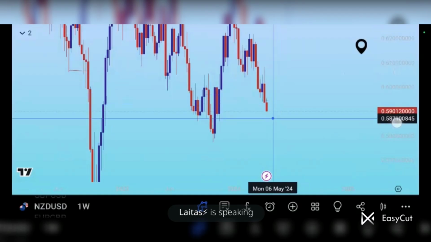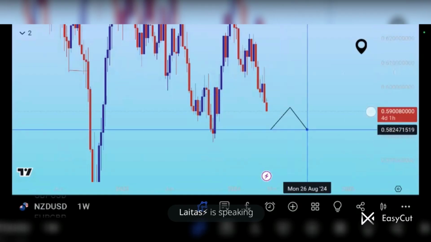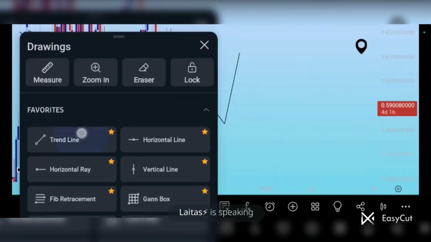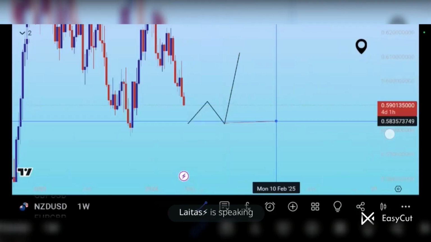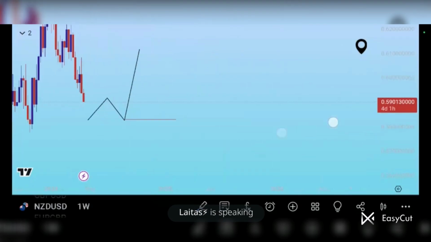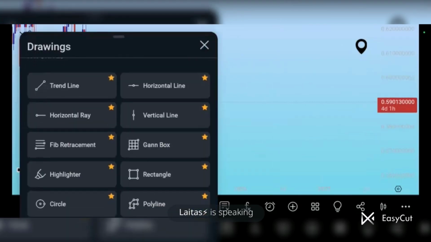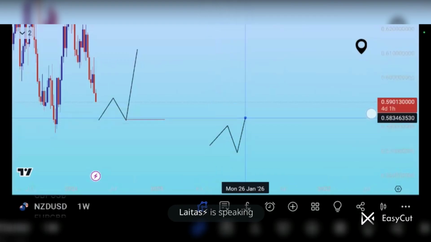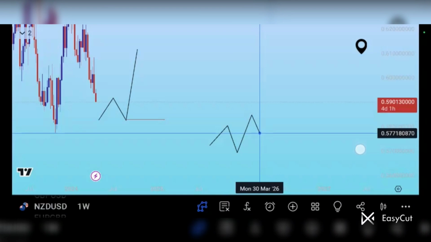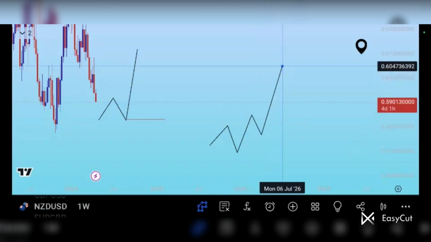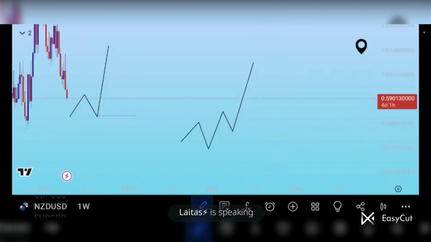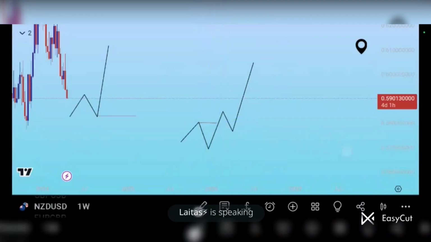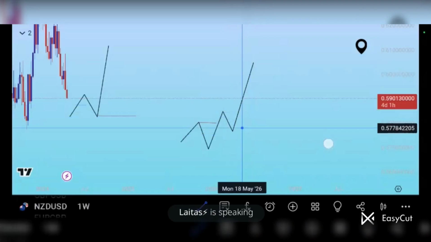For inducement, you only need to look for a break. So this is inducement. But for structural, you need to look for a complete range. Do you get a complete range? So you have a break here. Do you know that this is also inducement?